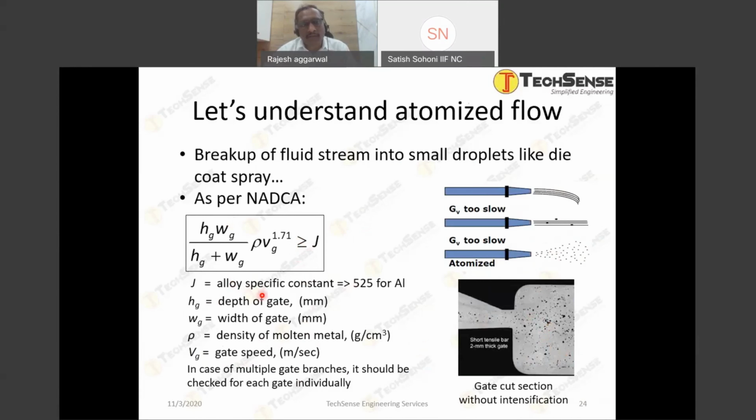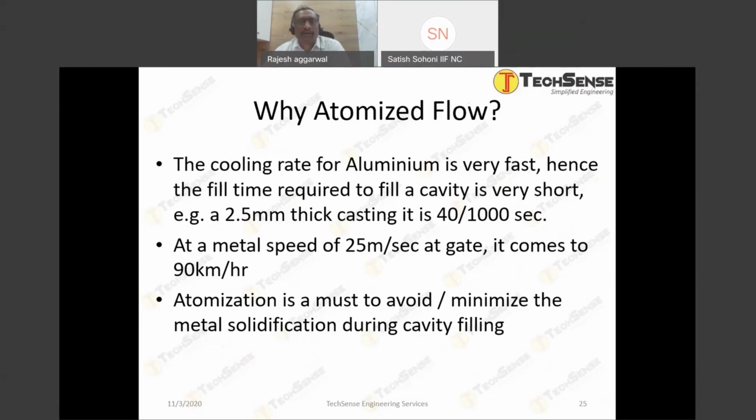For aluminum alloys, normally this J constant is 525 in metric units, not in inch units, metric units. So when we calculate this formula, the number which comes out should be more than or equal to J, that is 525, to make sure we have atomized flow. Why atomized flow? We just talked about this. The cooling rate is very fast, and as I was saying, it is not 40 seconds, it is 40 milliseconds, meaning 40 divided by 1000 seconds.